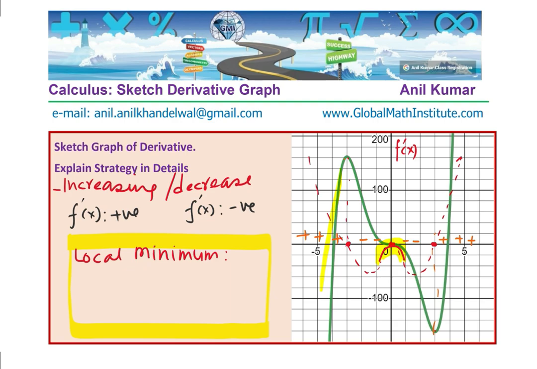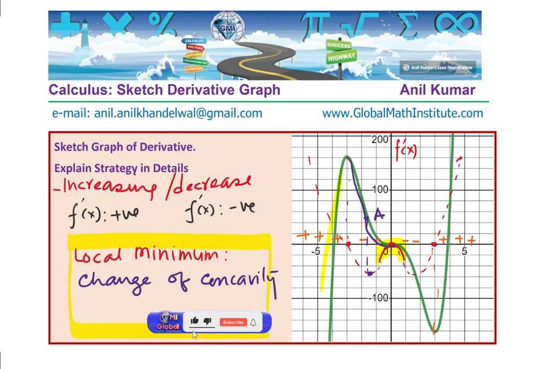Now the key is that local minimum corresponds to change of concavity. You see in this particular graph, the portion here is concave down, and then at this point it's concave up. Do you see that? So this point corresponds to local minimum. So let me mark point A, which will correspond to local minimum. And here, do you see this is concave down up to here and then concave up, correct? So change of concavity happens at point A and B, and they will correspond to local minimum, right?